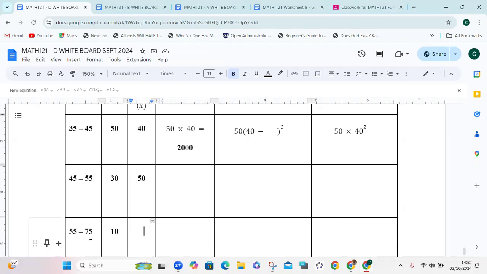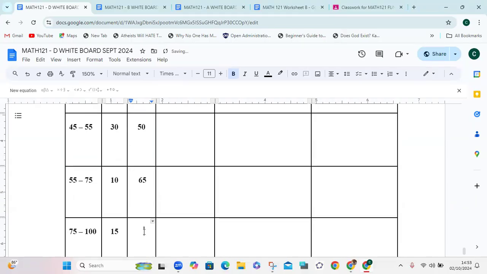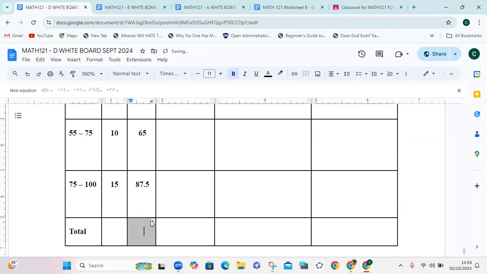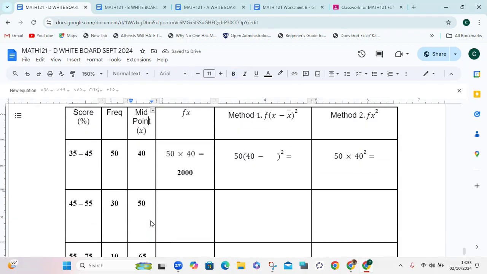Next, we've got to find the midpoint between 55 and 75. And that will give us 65. Next, we have to find the midpoint between 75 and 100. That would be 175 divided by 2. And that will give us 87.5. And these are the midpoints.